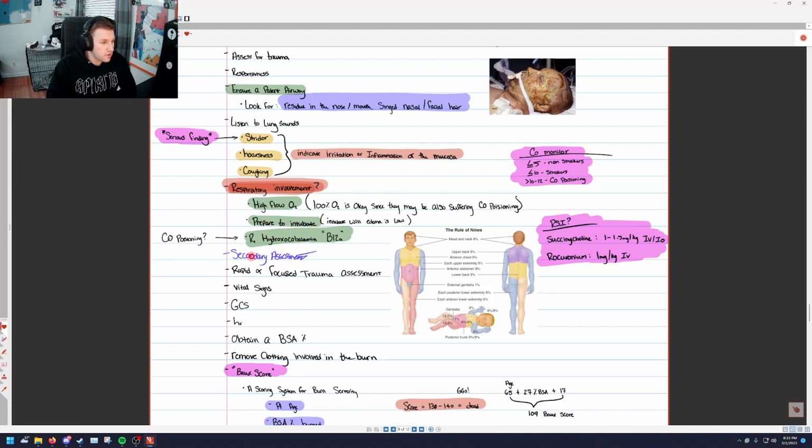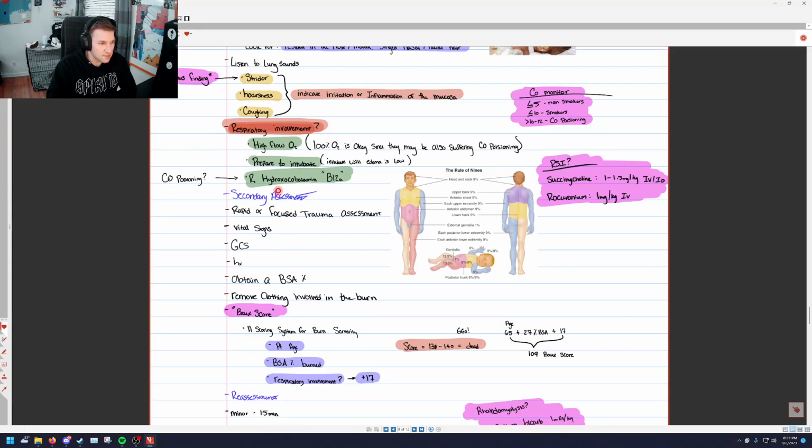High flow O2, prepare to intubate, and if we do have CO poisoning, hydroxocobalamin or B12A is going to be administered. That's going to be in a hospital setting.